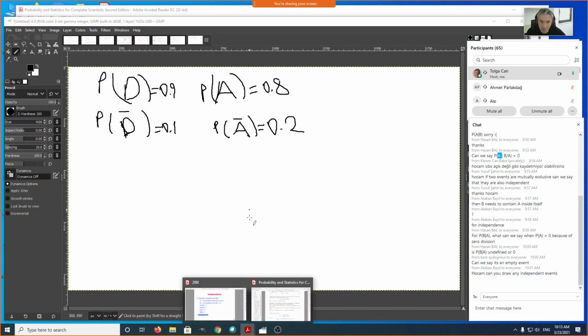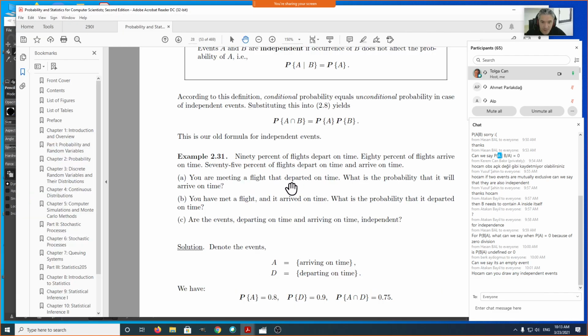Now, here is what we are asked. You are meeting a flight that departed on time. What is the probability that it will arrive on time? Interesting. And they also give something else. I forgot the last bit of information. 75% of flights depart on time and arrive on time. So what is this information? It's both events happening at the same time. It describes an intersection event: depart on time and arrive on time.